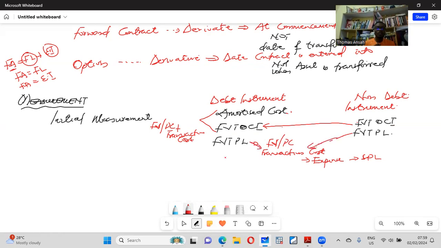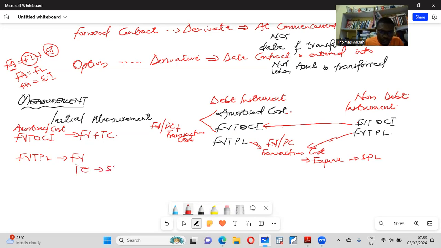Take note of that. All right. So what did I say? If it is amortized cost or fair value through OCI, the initial measurement is what? The fair value plus transaction cost. If it is fair value through P&L, it is only the fair value, with transaction cost treated as an expense in the P&L. All right, so please take note of that.